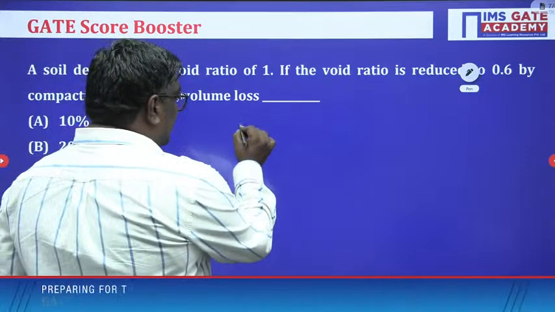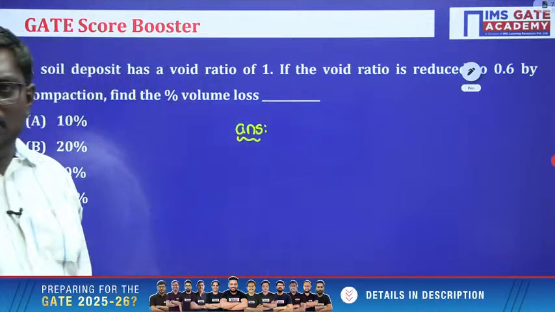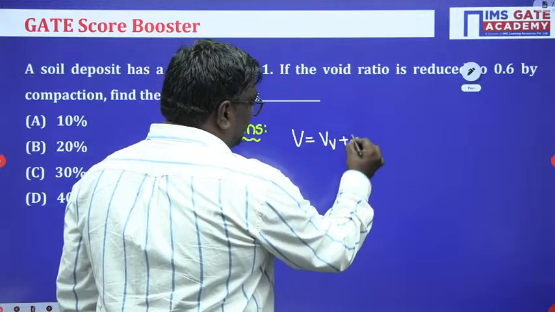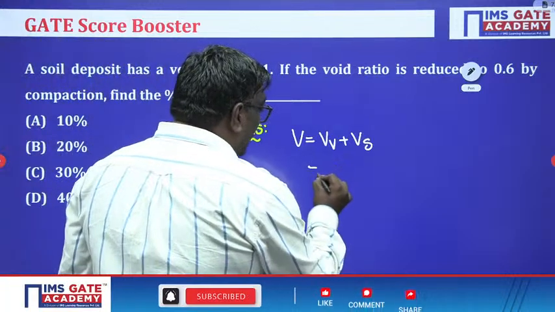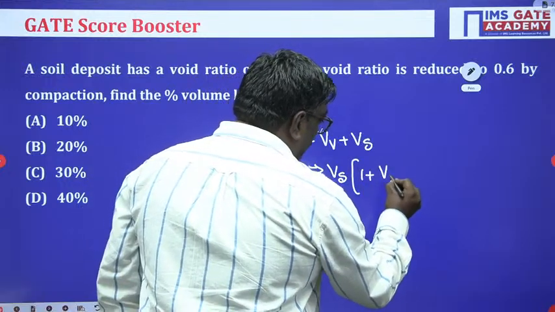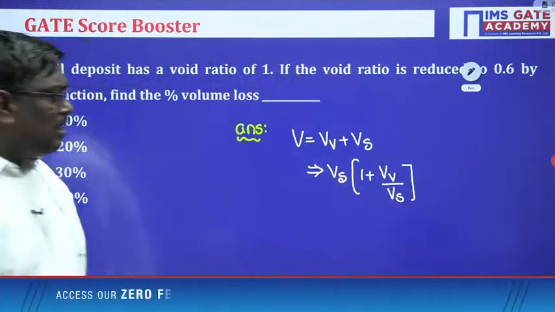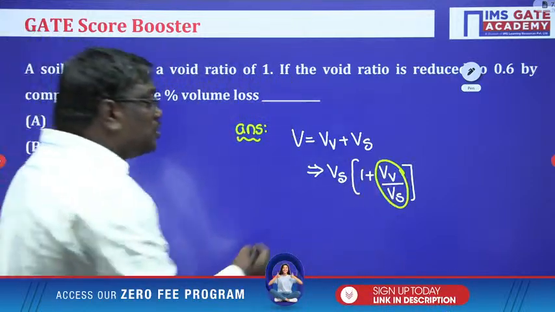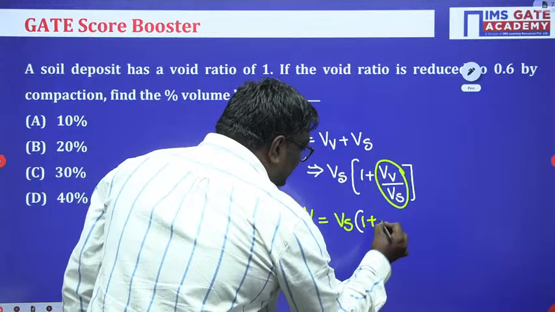My dear students, when I talk about the solution, total volume is equal to volume of voids plus volume of solids. Am I correct? Now, if I take volume of solids common, it is Vs times 1 plus Vv upon Vs. What is Vv by Vs? We call it the void ratio. So total volume can be written as Vs into 1 plus e.